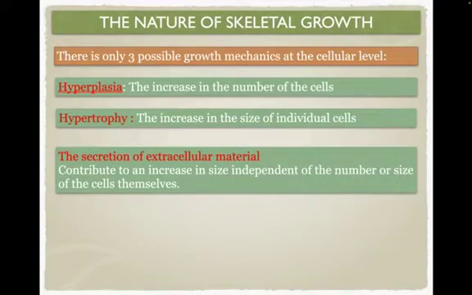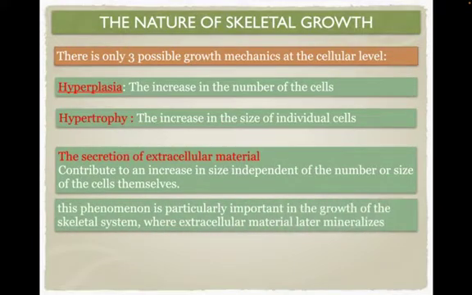So here the cell size and the cell number are not affected. The cells are producing extracellular material, and that will increase the size of the organ, but not the size of the cells themselves. And this one is mostly important when it comes to the skeletal system. As you remember when we talked about the growth of the bone, we said that osteoblasts first deposit osteoid, and this osteoid is considered an extracellular material. Then this osteoid will be calcified to become bone.